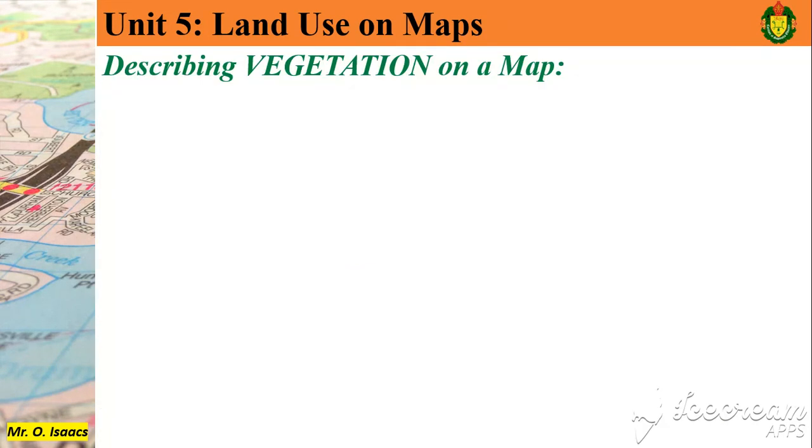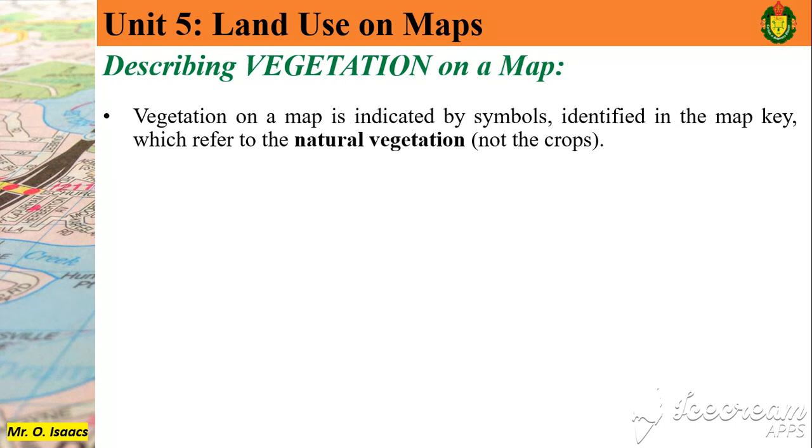Now on to describing vegetation. Vegetation is represented with different symbols on a map, and we can have two types. We can have the natural vegetation, which is not inclusive of crops. So in this case, you have woodland and your forested areas. While you can have cultivated vegetation, which includes crops: banana, citrus, coffee, and so on.